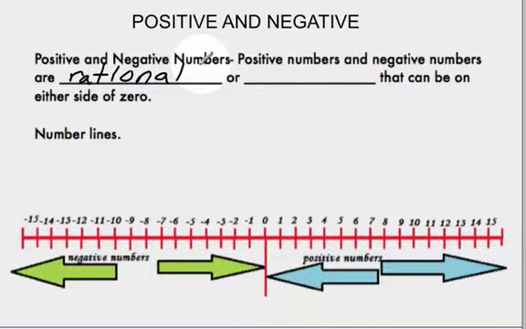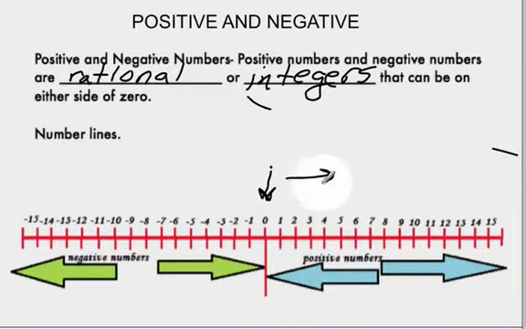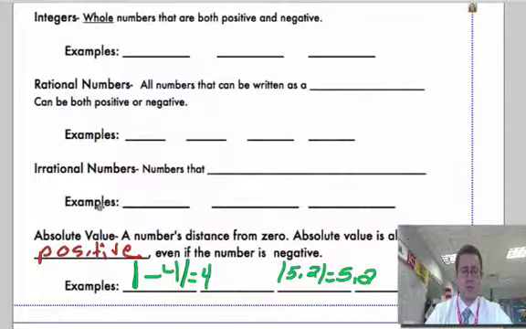Positive and negative numbers are either rational numbers or they can be integers, that can be on either side of 0. So if I think about these, here's 0. You go to the right of that, your value becomes greater. So the farther right you go, the greater the value. The farther left you go, the lesser the value. So negative 3,000 is actually less than negative 2 because of where it is on the number line. Negative 2 is closer to 0 than negative 3,000.